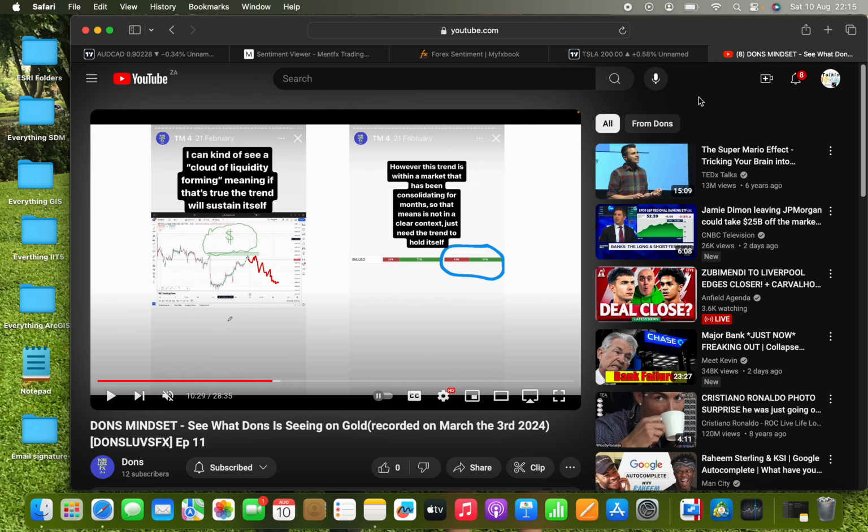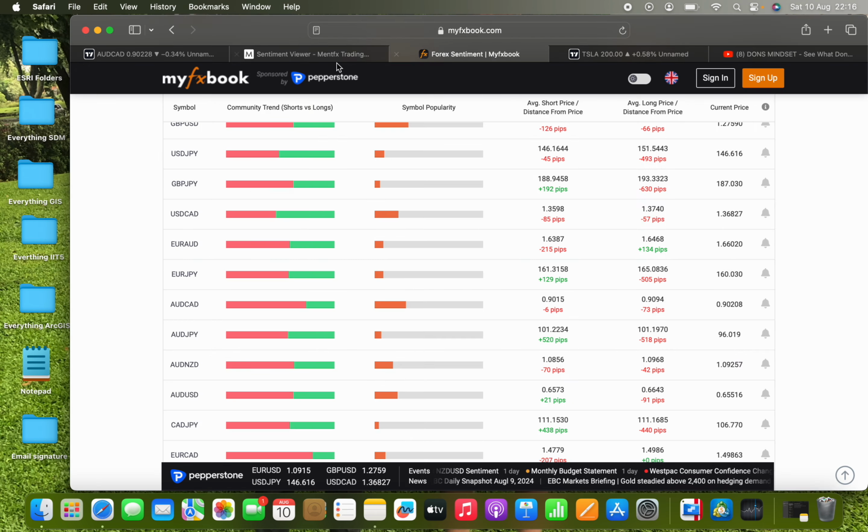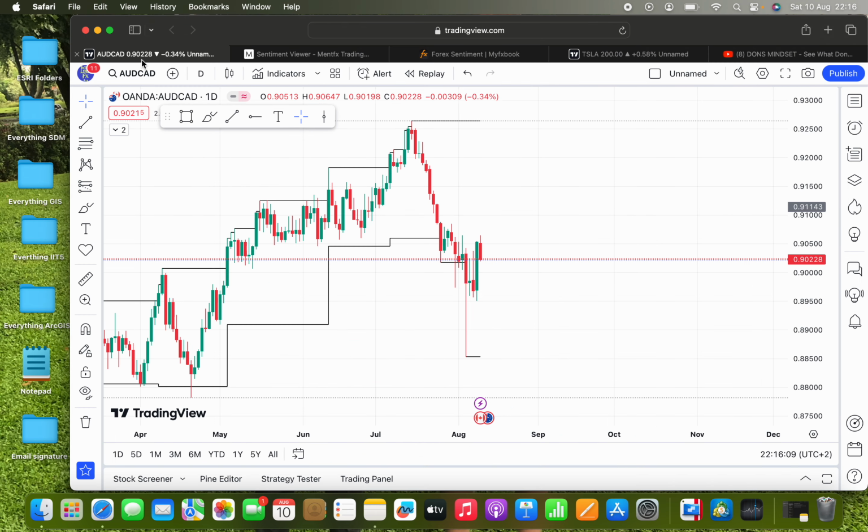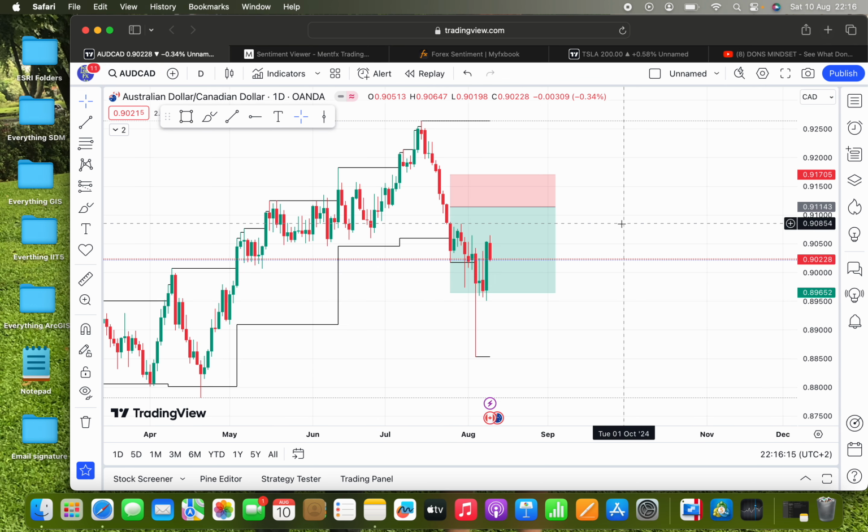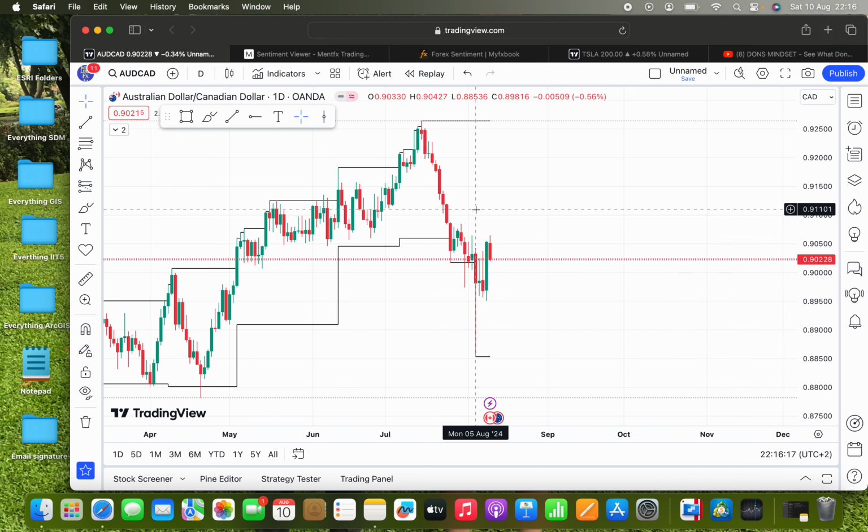They will still try and sell it if it's going long, and people will still try to buy it if it's going short. Like, for instance, I think I saw something about 2 hours ago on Australian dollar CAD, so AUD CAD. I looked at this pair, and I saw the same thing that's happening again, or potentially the same thing that's happening again.